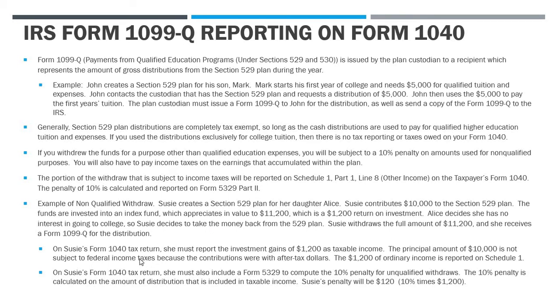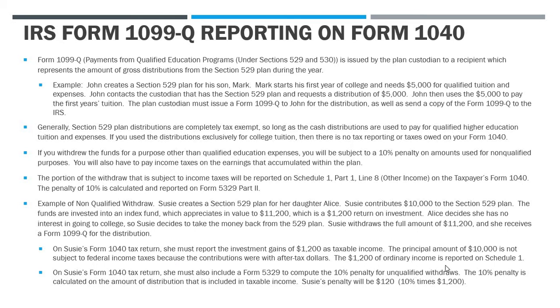Well, on Susie's Form 1040, because she took the money out and used it for a non-qualified purpose, she has to report the investment gains, $1,200, as taxable income. Okay, so the principal amount of $10,000 is not subject to tax because that cash was contributed as after-tax dollars, right? So principal goes in, it comes out. You're not paying tax on those amounts, but the accumulated earnings you do have to pay tax on because the whole point of the plan was to not pay tax on the earnings. You took the money out and you used it for a non-qualified purpose, and now you've got to pay tax.